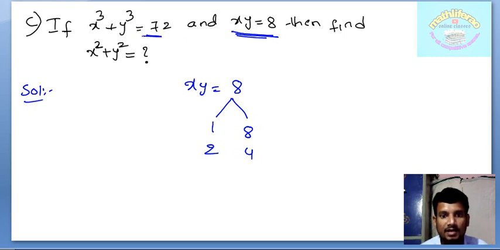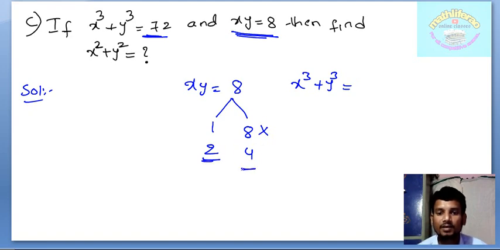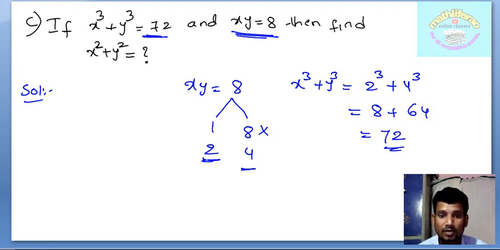Check the first condition, x cube plus y cube should equal 72. So check the first one, 1 cube, 8 cube, 8 cube value is 512. So not satisfy this equation. So check the second one, x value 2, y value 4. So here 2 cube plus 4 cube. 2 cube value is 8, 4 cube value is 64. So 8 plus 64 is 72. So x value 2, y value 4 or x value 4, y value 2.